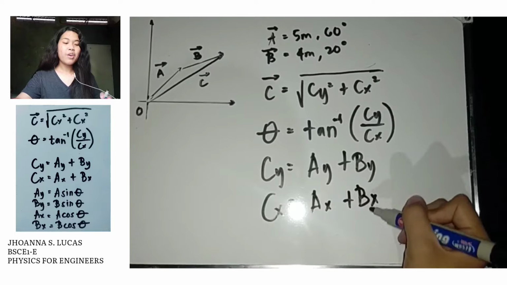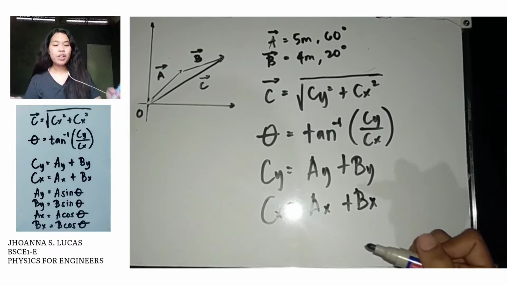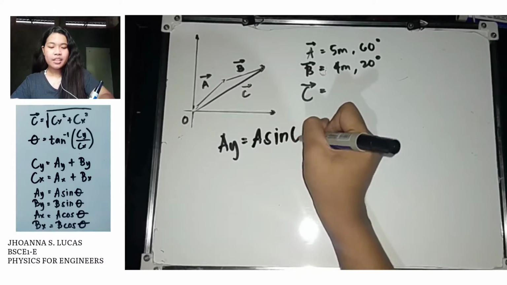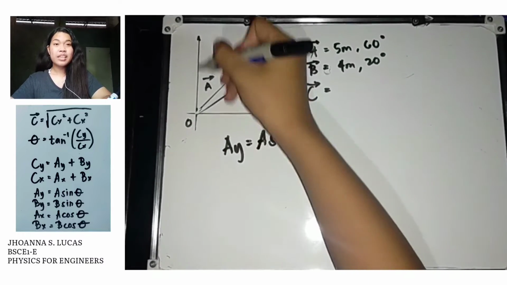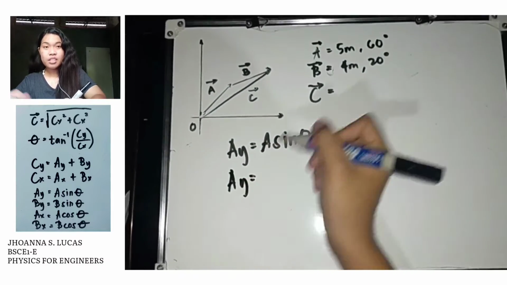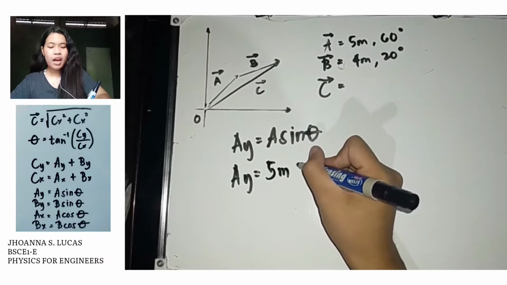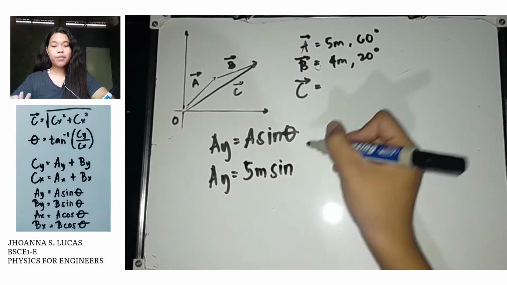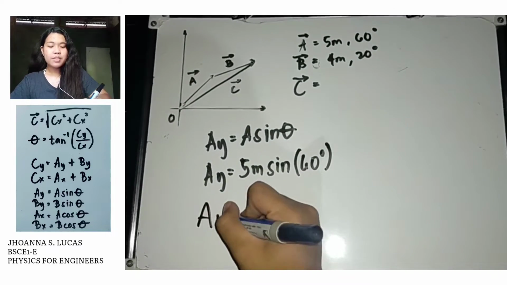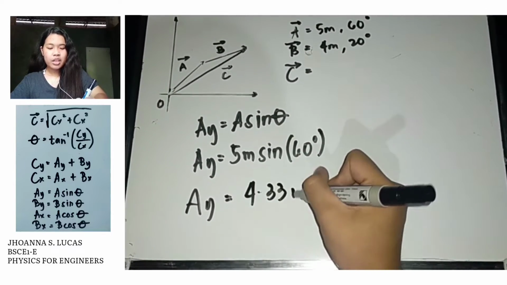Since we don't have Ay, By, Ax and Bx, we will find them also by using their formulas, where Ay is equal to A times sine theta. It is sine because it is at the vertical line, or the y-axis. So Ay is equal to 5 meters times sine of the angle of A, which is 60 degrees. So 5 meters times sine 60. Our answer, Ay, is 4.33 meters.